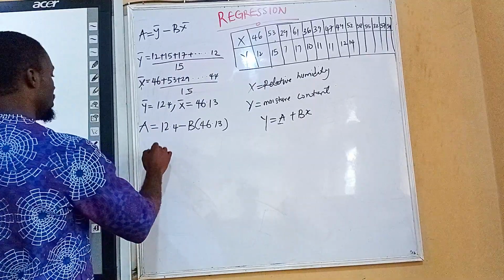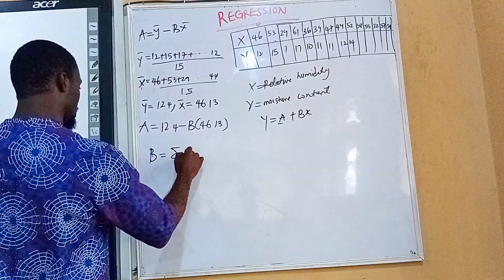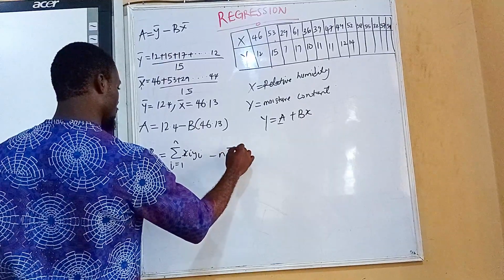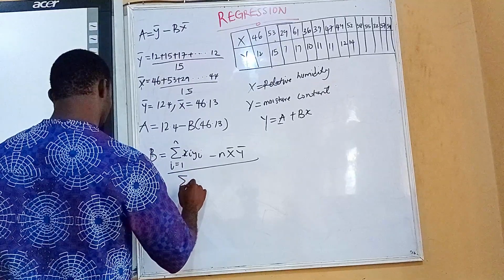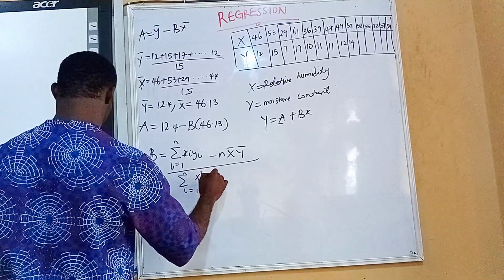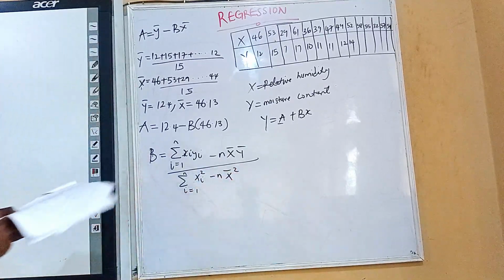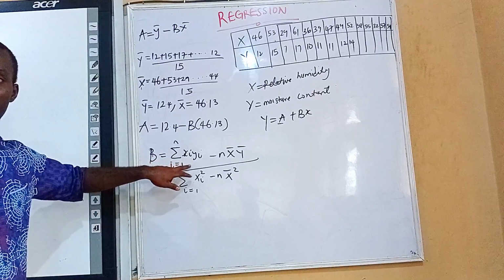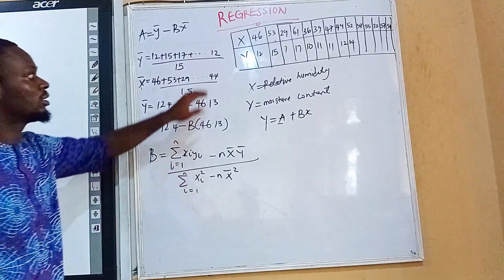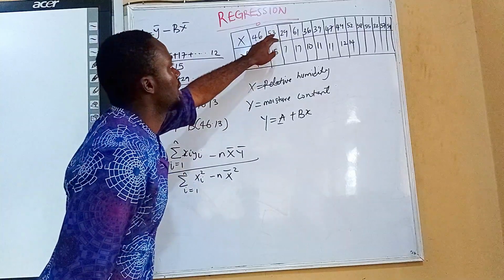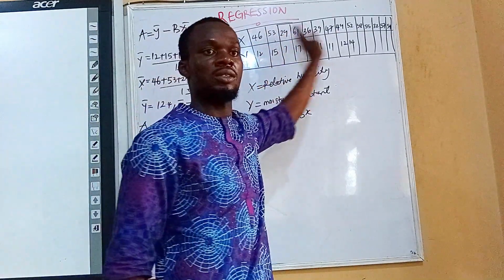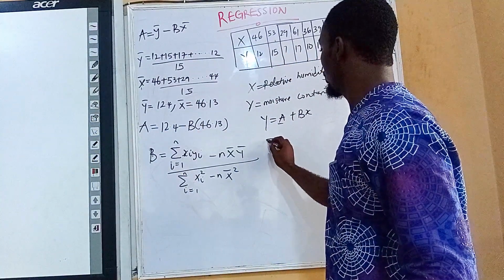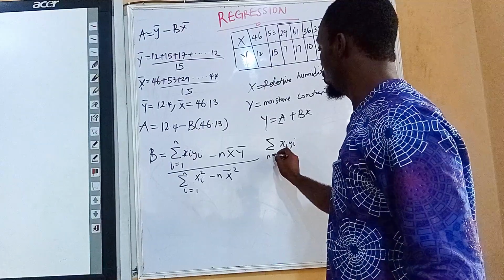So for the estimator B, the first thing to find here is to multiply the corresponding S and Y. You multiply S and Y, keep the answer, plus S and Y, plus S and Y, plus S and Y, to exhaust the 15 days. Form a table for the summation of S Y.